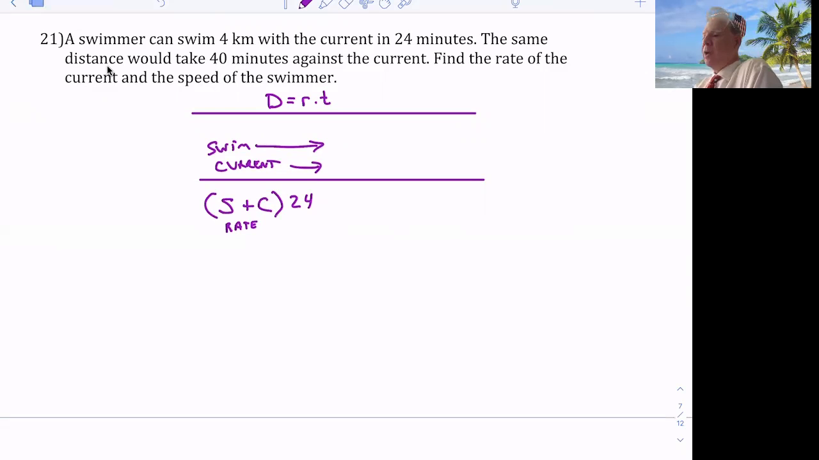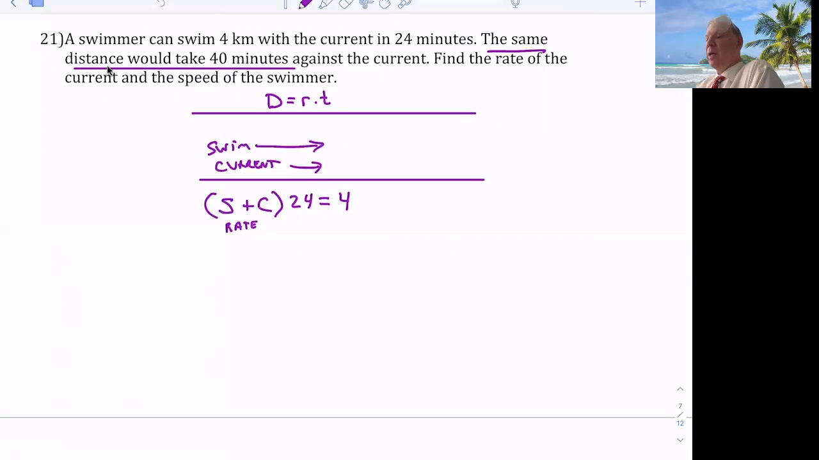And how far are they going to travel? 4 kilometers. Thank you, sir. That is correct, 4 kilometers. Now it says the same distance would take what? 40 minutes. Would take 40 minutes going against the current.